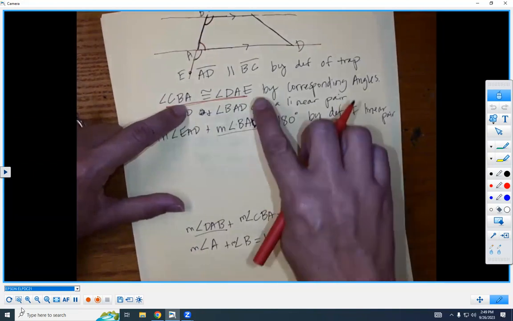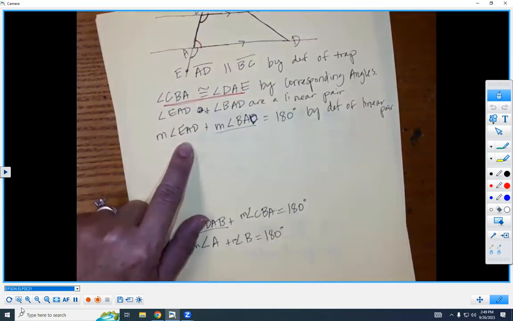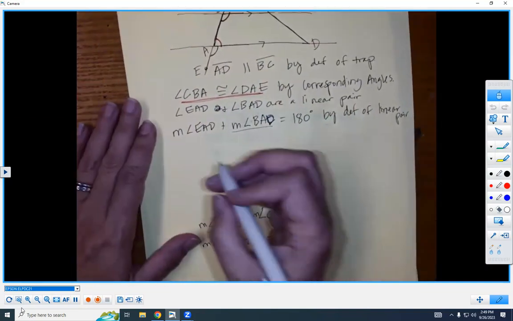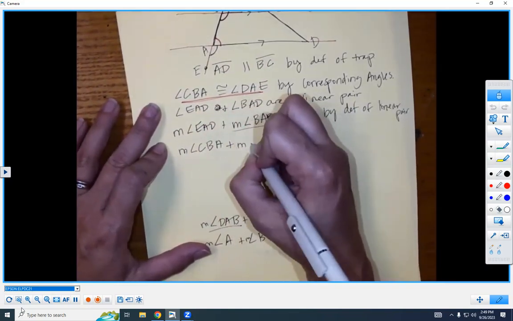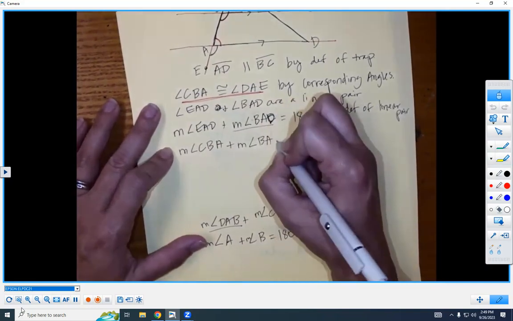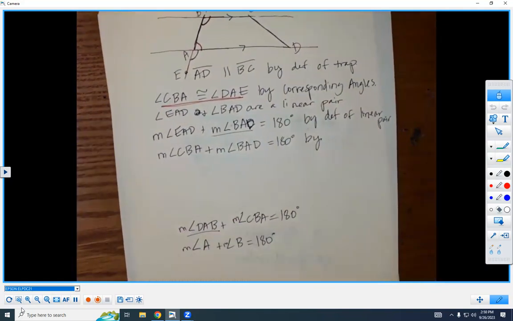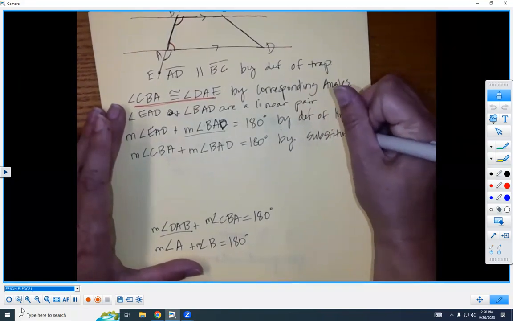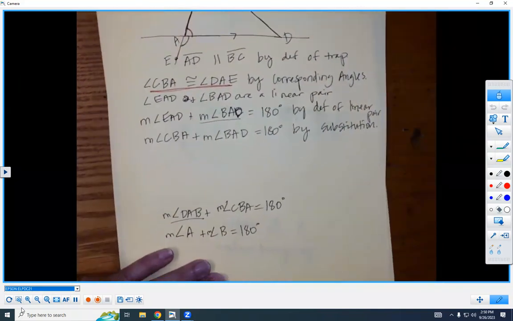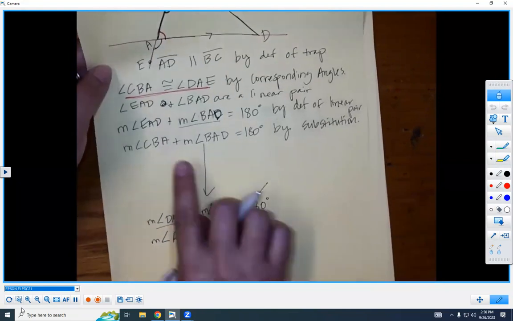Yep, I'm going to use this idea. Since these are the same, can't I replace, I wrote these backwards, can't I replace this with that? Yes. Now I can say the measure of angle CBA plus the measure of angle BAD equals 180 by, what did I just do? Substitution. And we're done, right? Because that's what I need to get there. That's what I just showed.